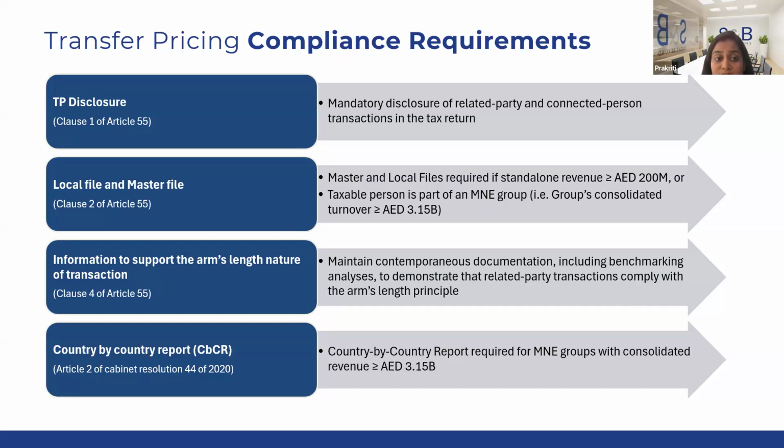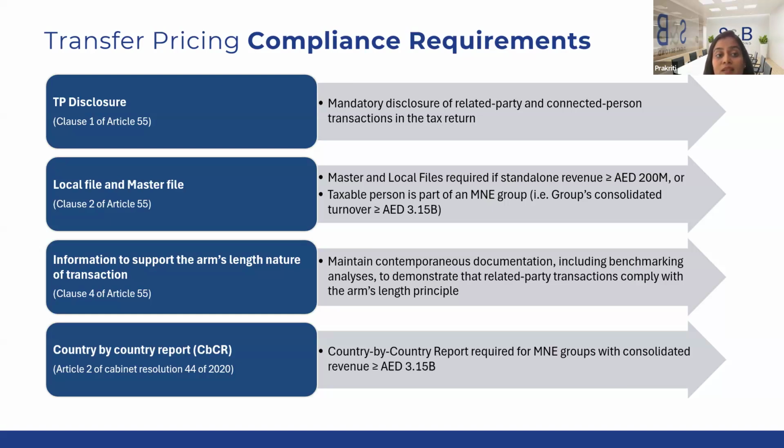Now, what does a documentation include? It's all about your comparability analysis for justifying the arm's length nature of a transaction with related parties. It may also include the benchmarking analysis and the transfer pricing policies that the company has adopted. It also includes the list of the related party transactions and the details of the related parties with whom the transaction was entered, and how the arm's length principle is justified.